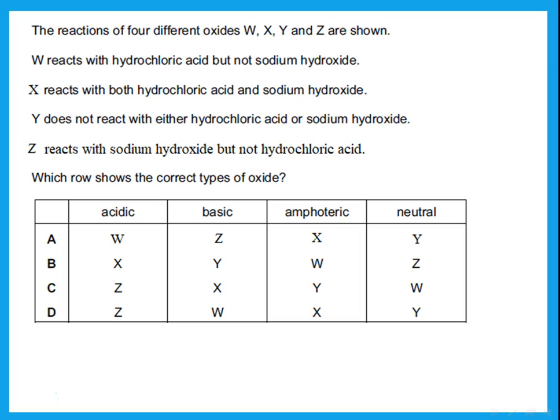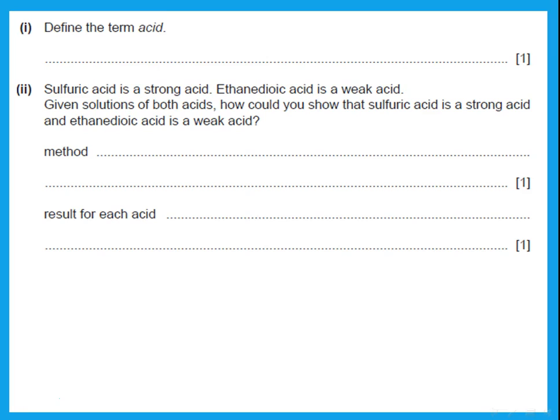That's correct. Now Y does not react with either, and the one that does not react with either is neutral, so Y is neutral. Z reacts with sodium hydroxide but not hydrochloric acid, so Z reacts with a base, so Z must be acid. So the answer is D. Can you see that? Now define the term acid. Remember what the definition of the term acid was? Proton donor.